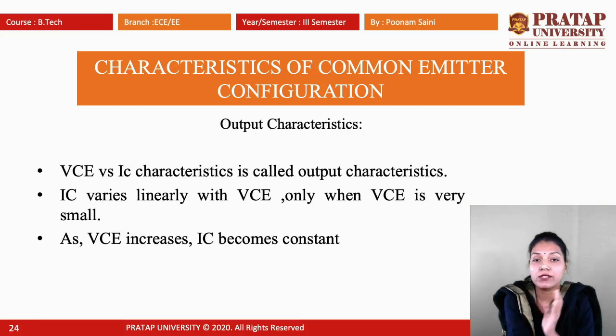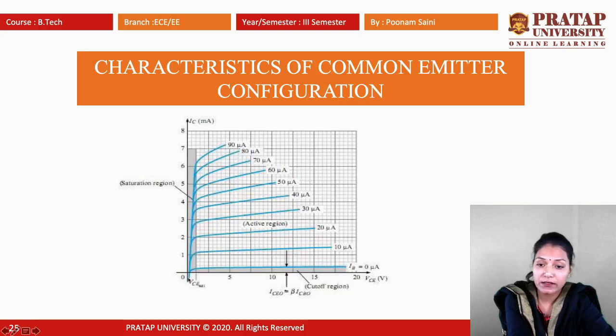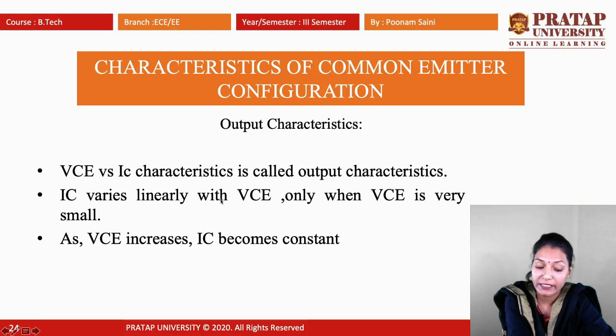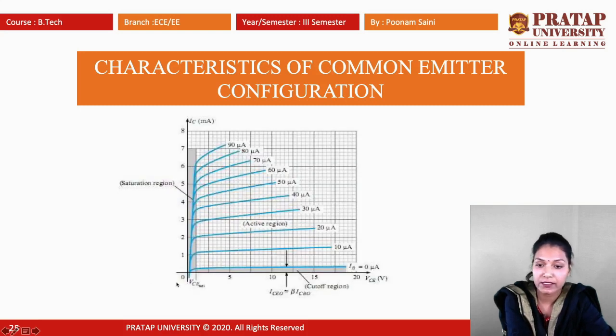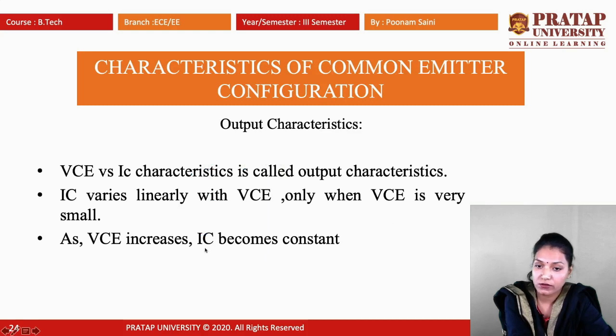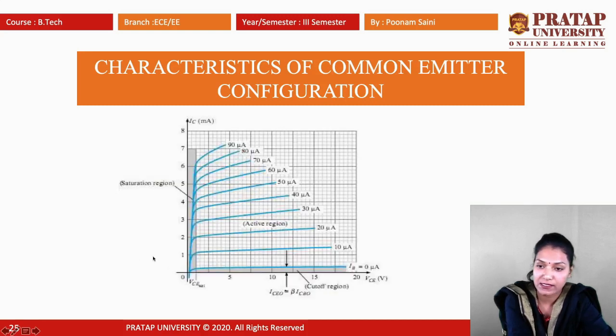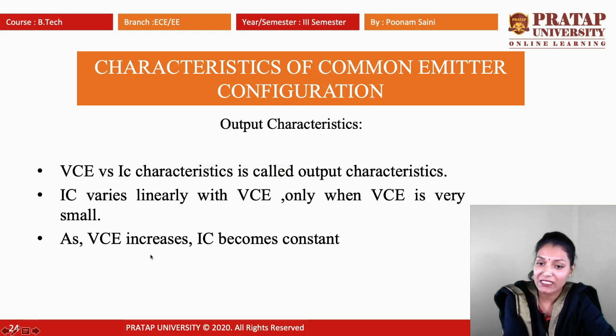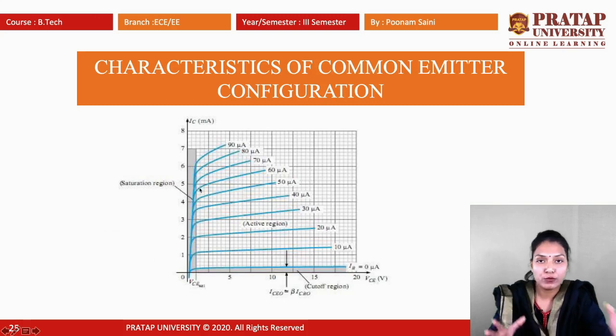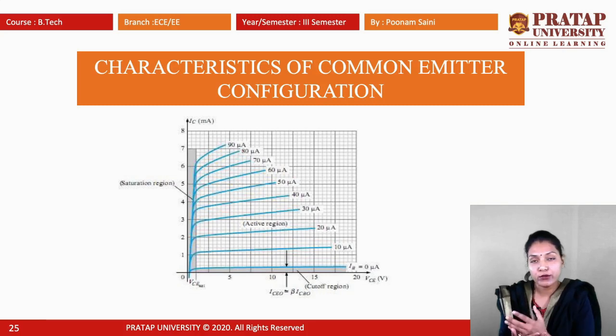Now we are going to discuss the output characteristics. VCE versus IC characteristics, means this is VCE and this is IC. You can see that IC varies linearly with VCE initially. As VCE increases, this is increasing linearly. Then IC becomes constant as VCE increases to 5, 10, 15. IC should always be constant. So in this we can see the output characteristics of common base and common emitter. The input and output are similar, but the current is different.